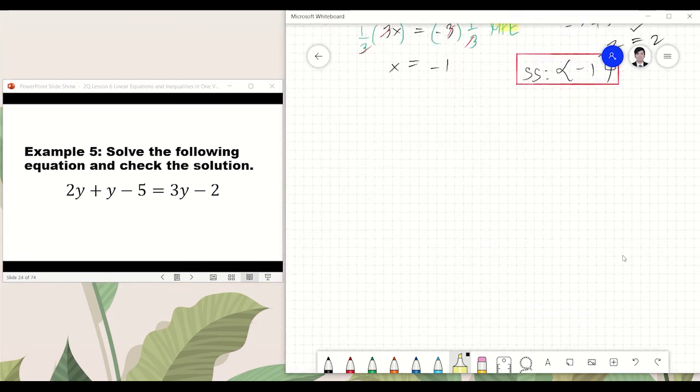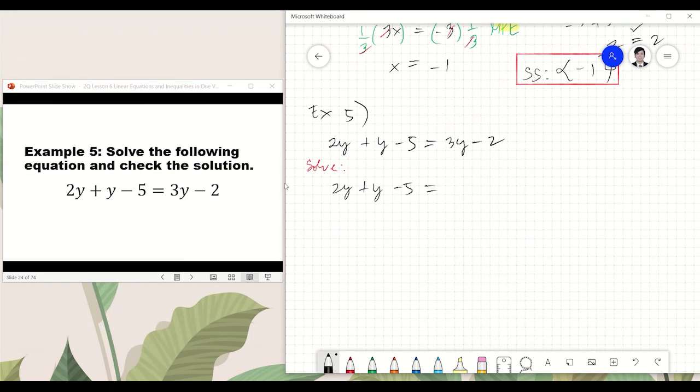Okay. Yung example 5, medyo marami ng y kayo nakikita. Pero isang variable lang din naman yan, y. So, ibig sabihin nito, maghanap kayo ng paraan na isang y na lang yung matitira. So, how will you do that? As I said a while ago, you need to simplify the left side and the right side separately.